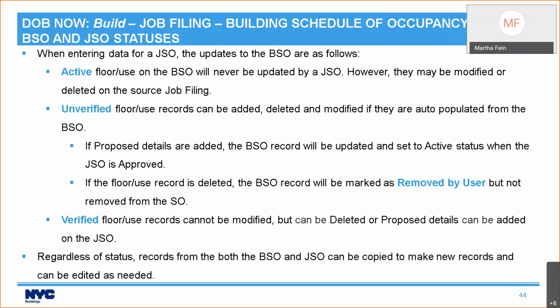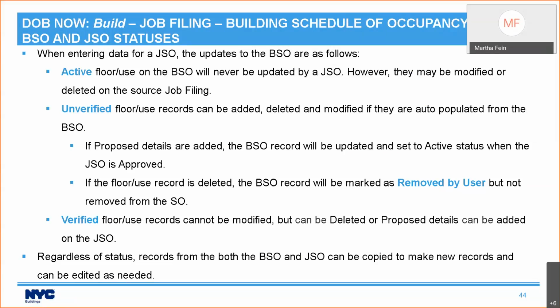If he adds proposed details, then the record will be updated and set to active status when his job level schedule of occupancy is approved. If he deletes an unverified floor, it's going to be marked as removed by user. But let's say what happened was when I was putting in my information, I gave DOB enough information that they said, yes, we are verifying that floors 3, 4, and 5, the information Martha gave us is correct. Well, when Abhishek comes in and those floor use records are verified, he cannot modify the existing use.